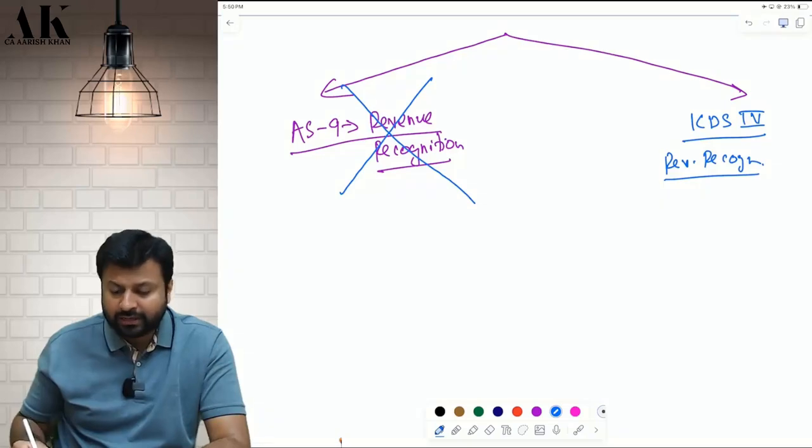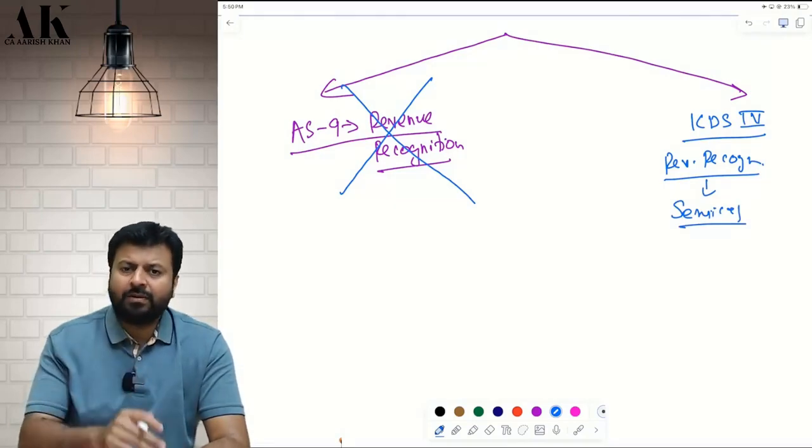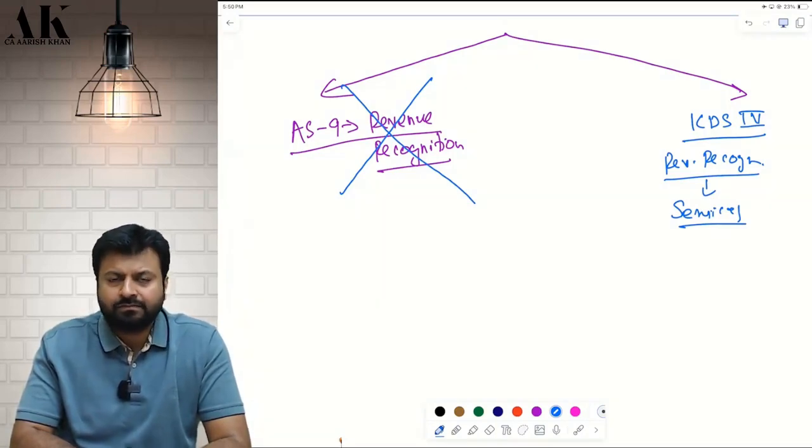But this revenue recognition ICDS is partially applicable. Not fully. It is only applicable to services. It does not apply to goods. Okay. It only applies to provision of services.